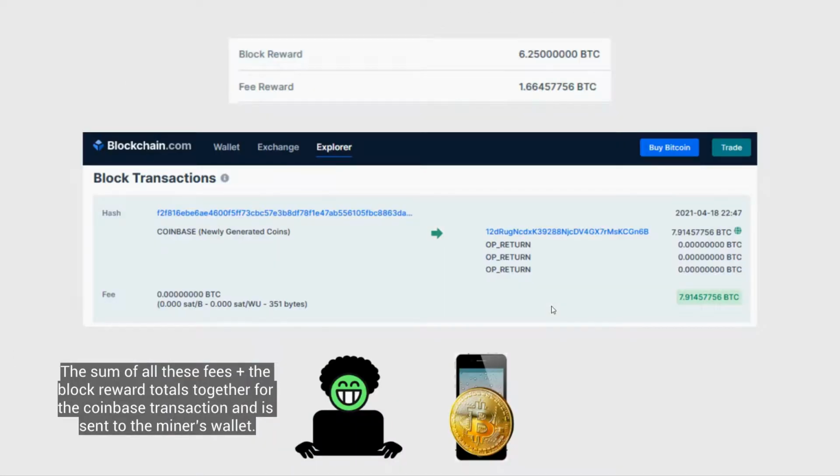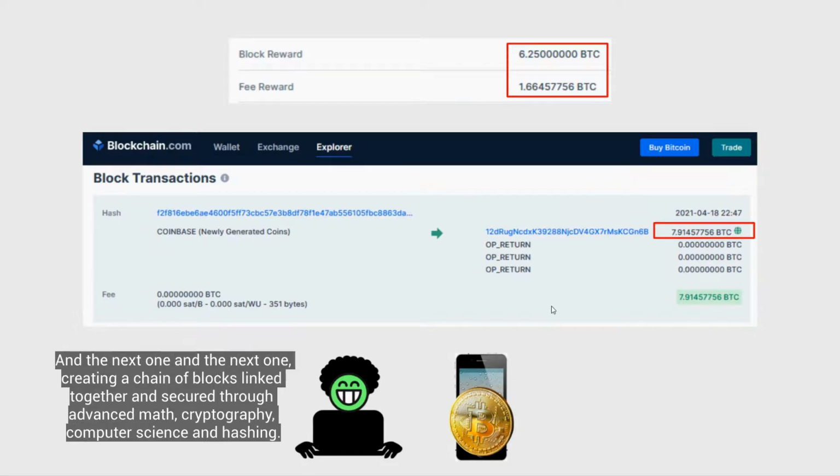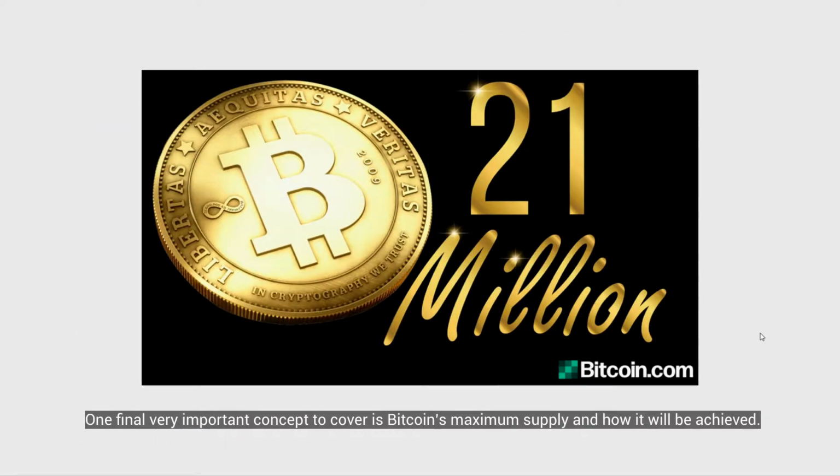Some of these fees plus the block reward totals together for the Coinbase transaction and is sent to the miner's wallet. Then the lottery or competition continues and the next block is unlocked the same way, and the next one and the next one, creating a chain of blocks linked together and secured through advanced math, cryptography, computer science, and hashing. One final very important concept to cover is Bitcoin's maximum supply and how it will be achieved.